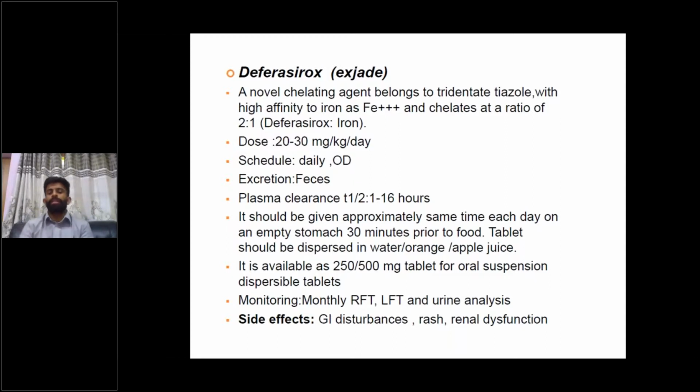It should be given approximately same time each day on an empty stomach, 30 minutes prior to food. The tablet should be dispersed in water or orange or apple juice. It is available as 250 or 500 mg tablet for oral suspension, dispersible tablets. It requires monthly RFT, LFT, and urine analysis. The side effects are GI disturbances, rash, or renal dysfunction. So deferasirox is a novel chelating agent and is given orally.